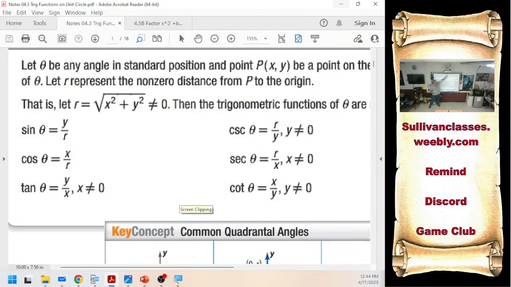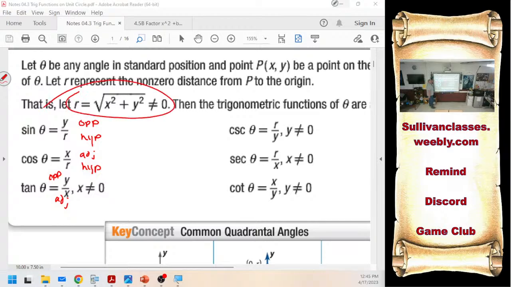See, that's why all of these coordinate shortcuts are written the way they are. Y is always going to be the opposite side across from my angle. This is opposite and hypotenuse. This is adjacent and hypotenuse. This is opposite and adjacent, and notice that they say x can't be 0 because you can't divide by 0. And they tell me that the radius I find with the Pythagorean theorem.